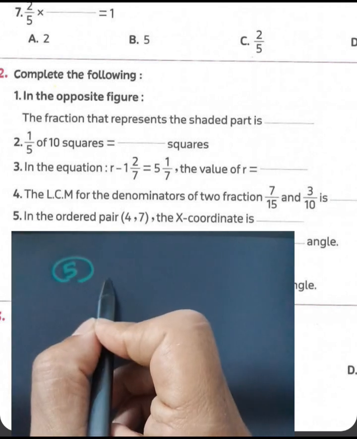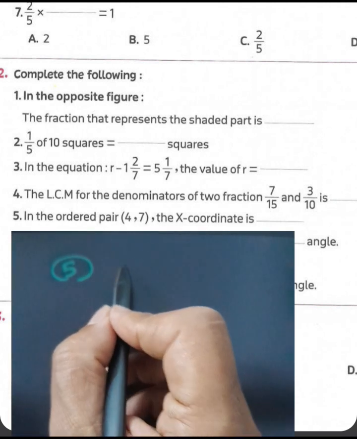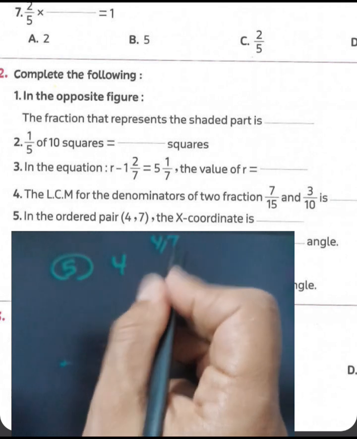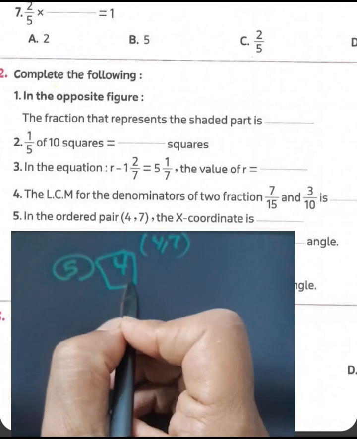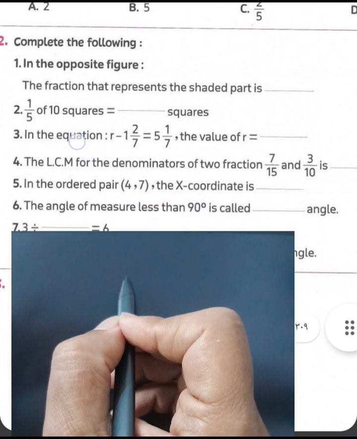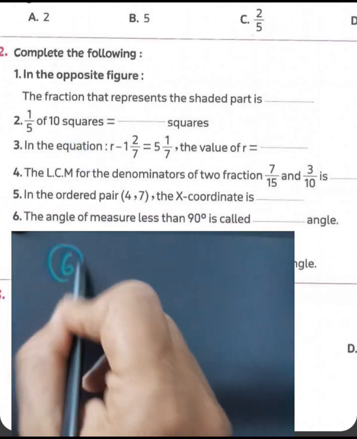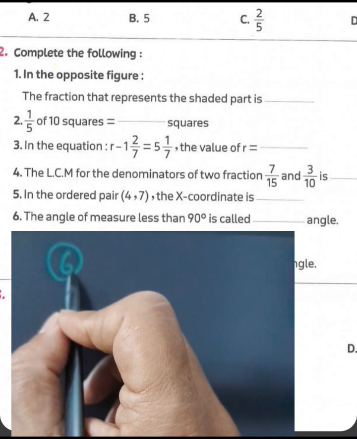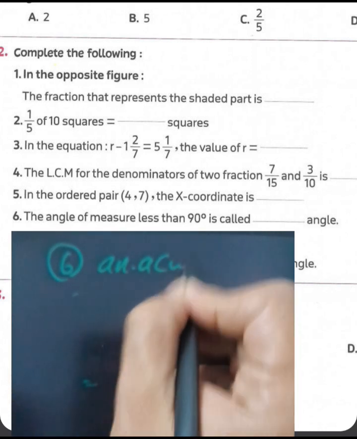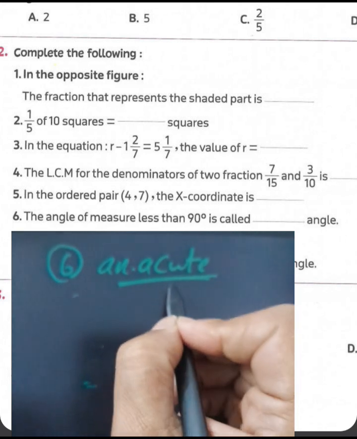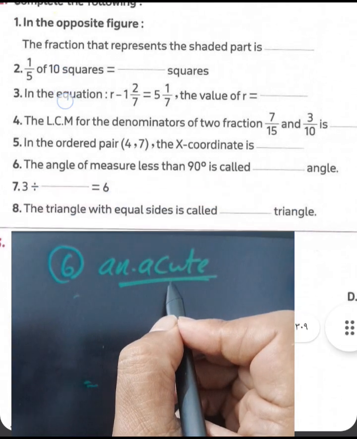Next example, question number 5. The ordered pair (4, 7), the x coordinate here is 4. 4 is the x coordinate and the y coordinate is 7. Then the result will be 4. Write 4 in the space. Question number 6. An angle with measure less than 90 degrees, we call it an acute angle.